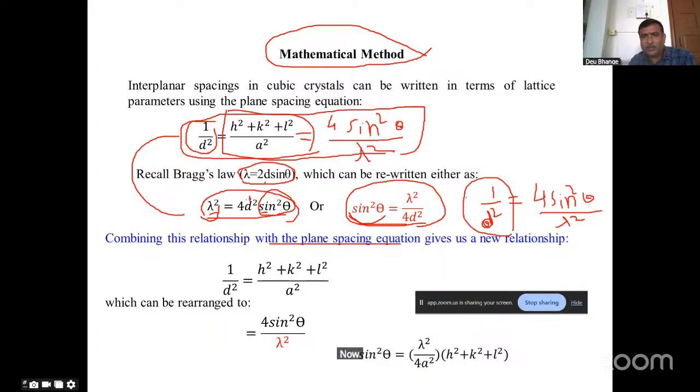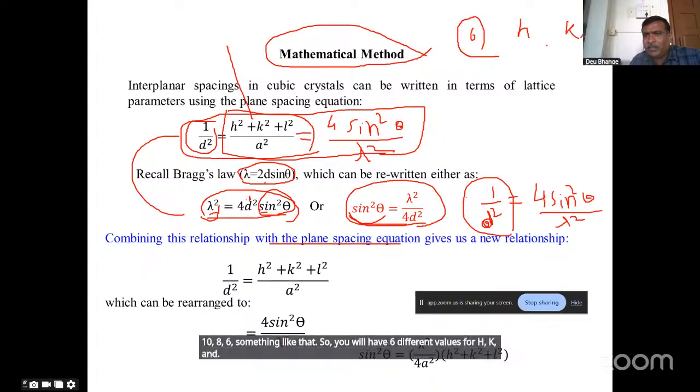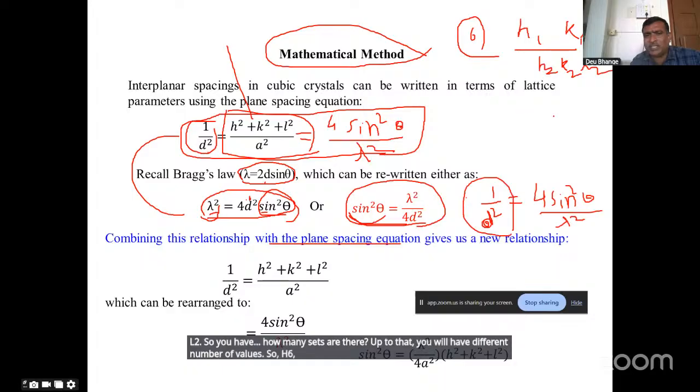Now you can see that in your crystal you have a set of planes. So maybe 6 sets, 5 sets, 10 sets, 8 sets, something like that. So you will have 6 different values for h, k and l. So you will have h1, k1, l1. You will have h2, k2, l2. Up to that you will have different numbers of values. So h6, k6, l6 like that.